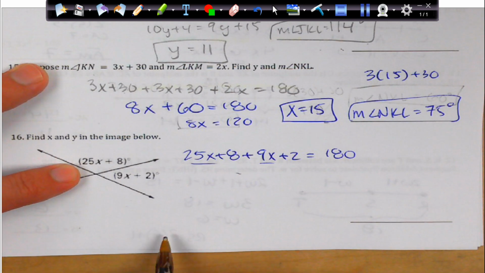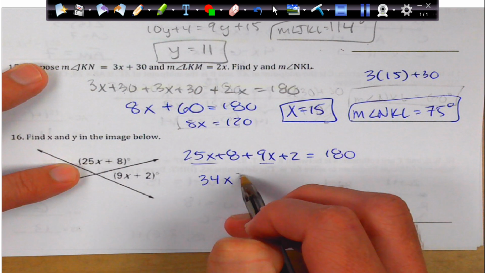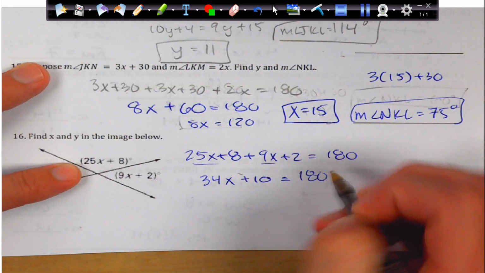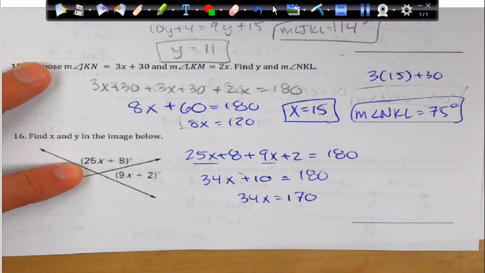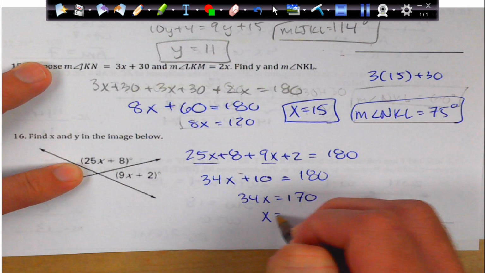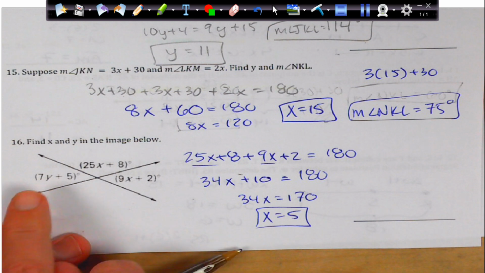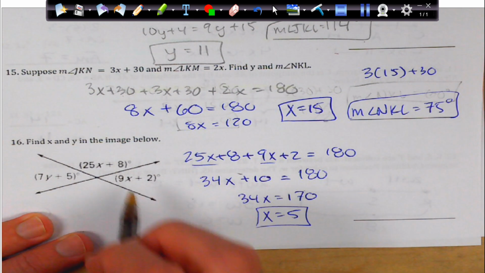All right, 25x and 9x should give me 34x. 8 and 2 should give me 10. 180, subtract the 10, we get 34x equals 170. 170 divided by 34 is 5. X equals 5. And that's all I need to do to find x. But I also need to find y, so it'd be helpful if I actually found this here, because these are vertical. I can set them equal to each other.